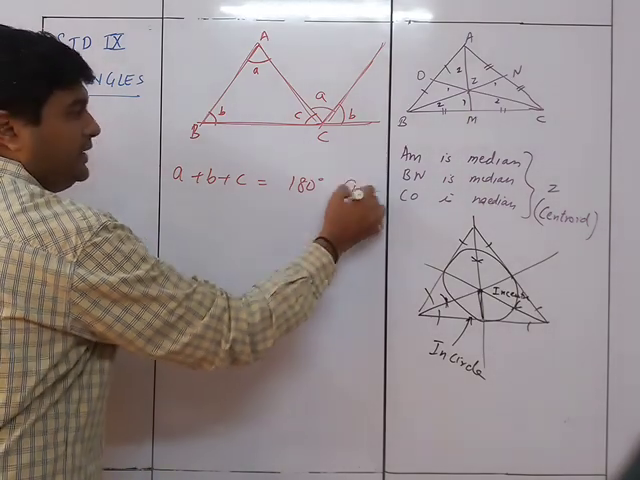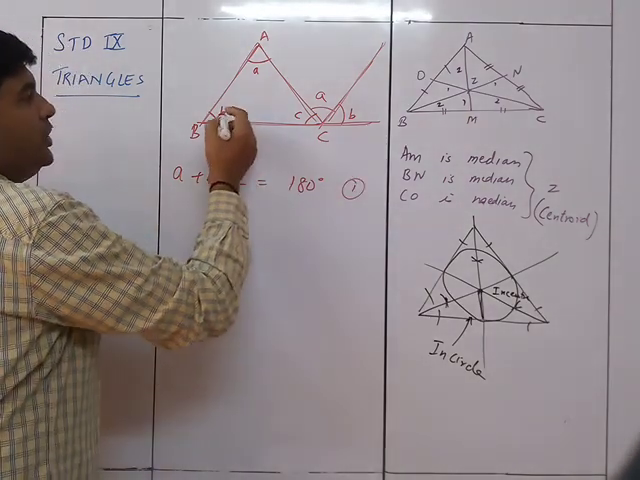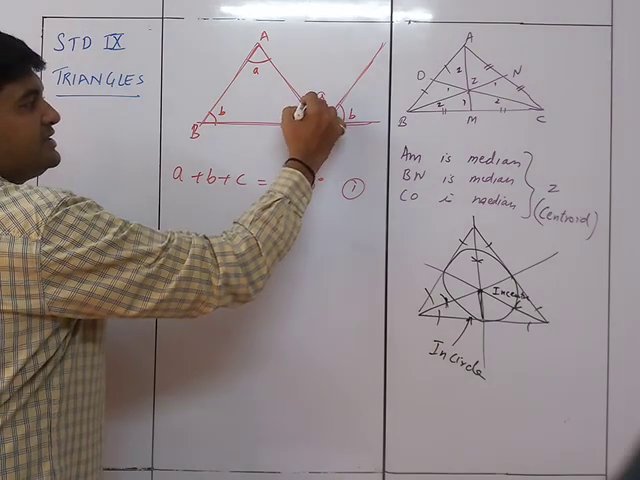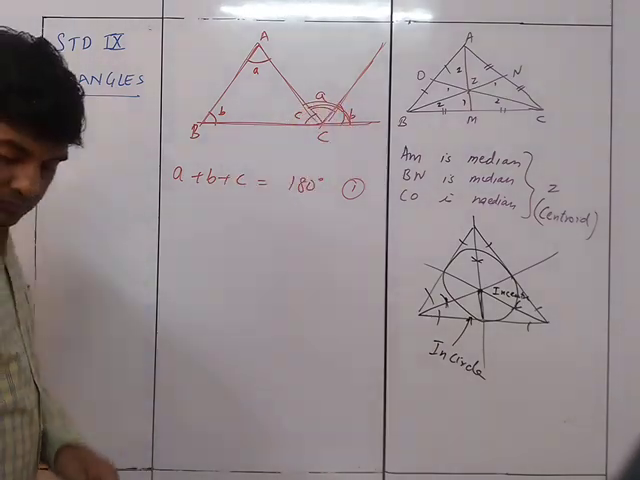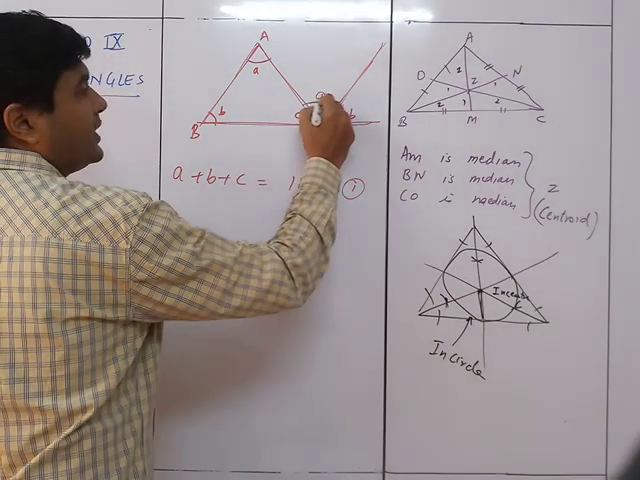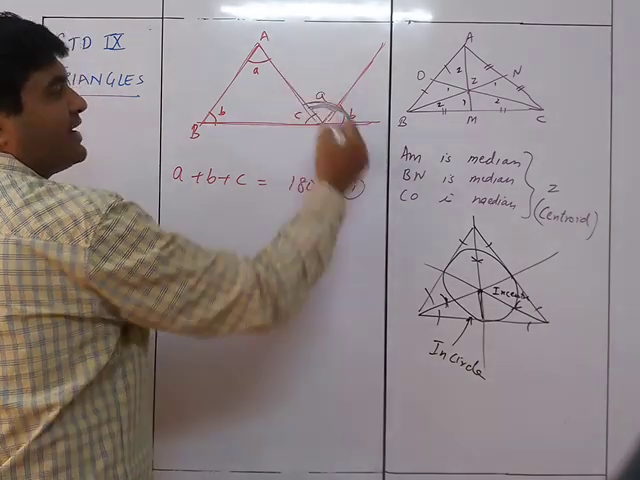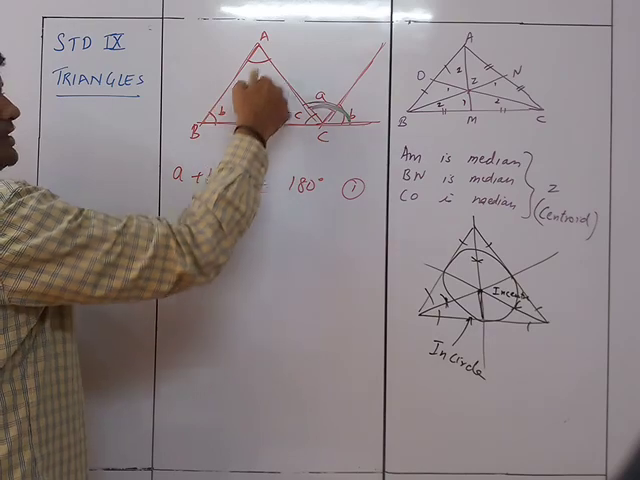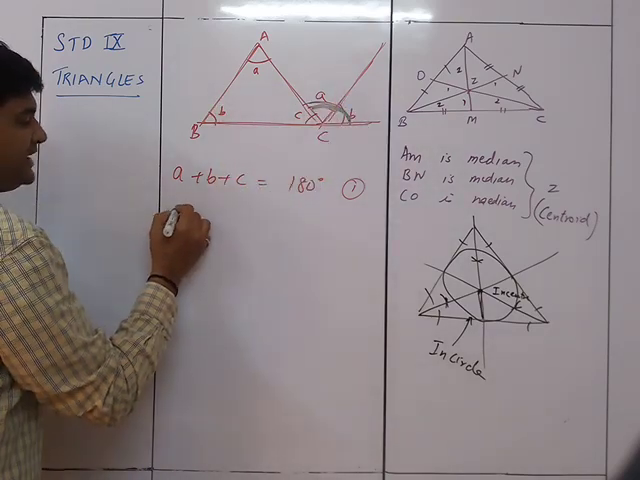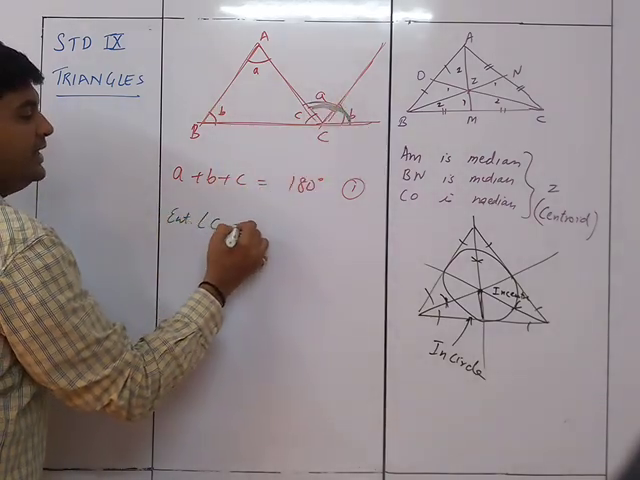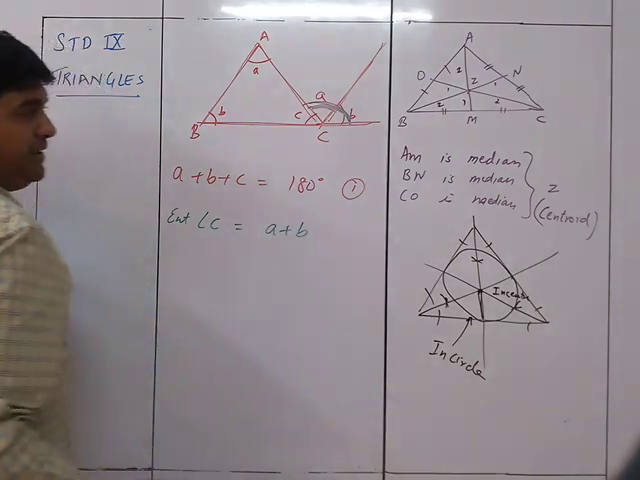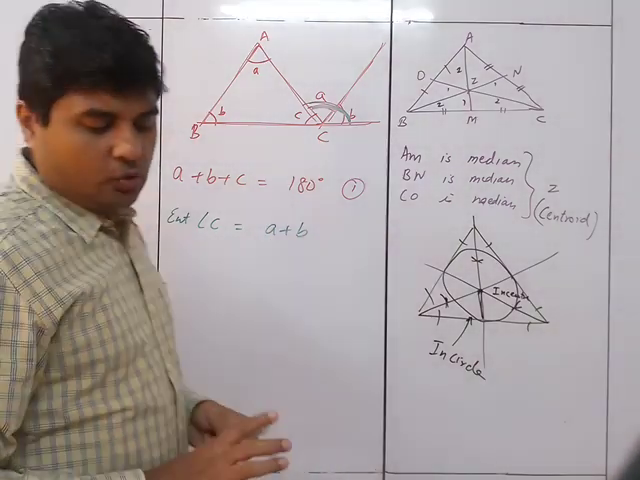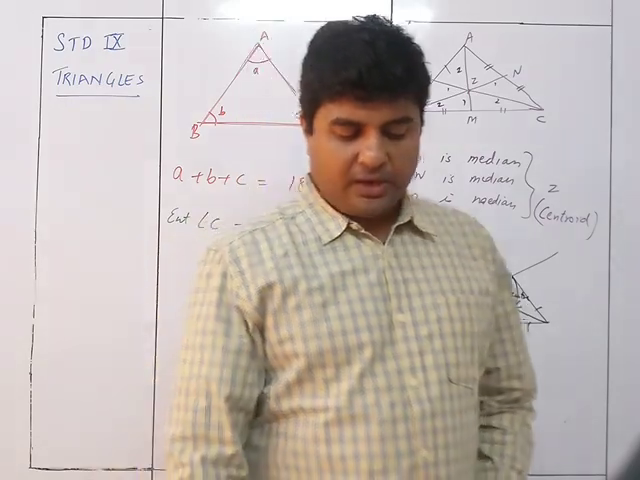That's the first property. The second property is, you can see over here, this angle is the exterior angle of the triangle. So the exterior angle is the sum of the two interior angles. A plus B is equal to A plus B over here. So the exterior angle C is equal to A plus B. So these are the two properties of triangles.